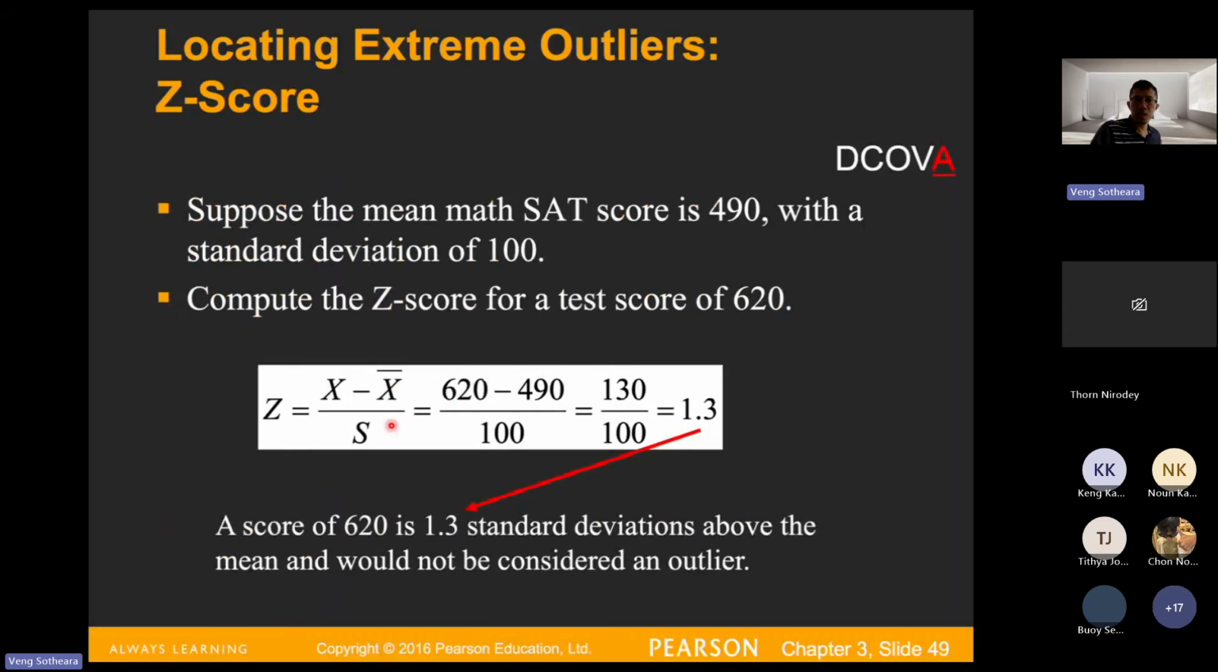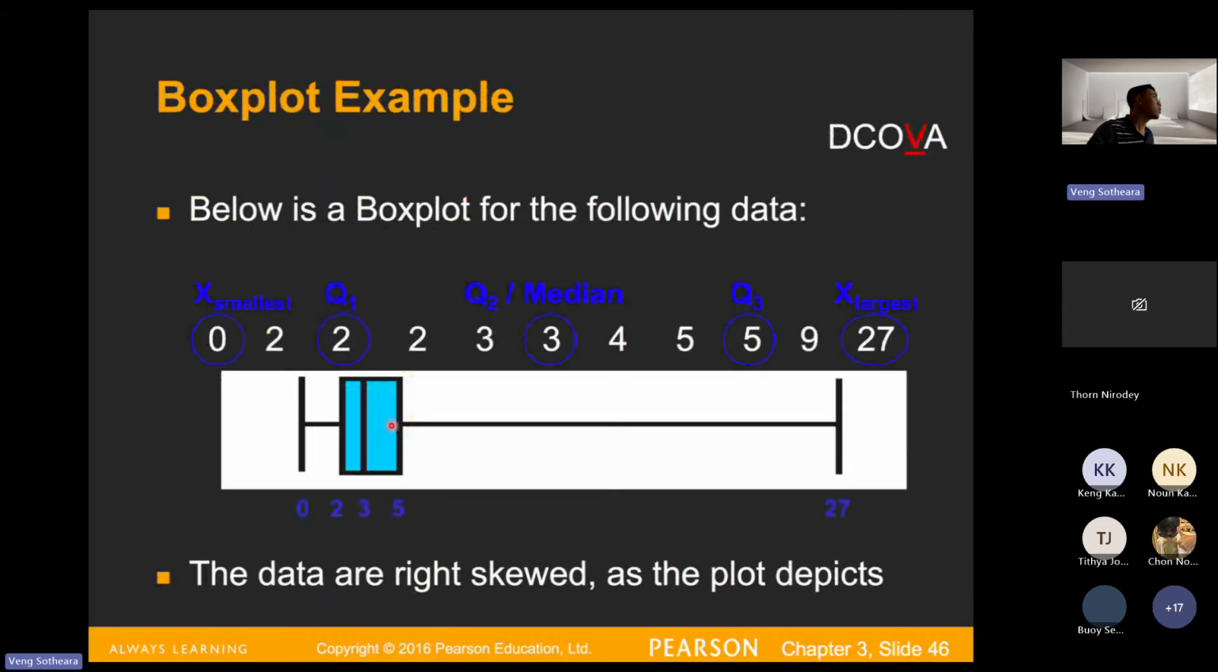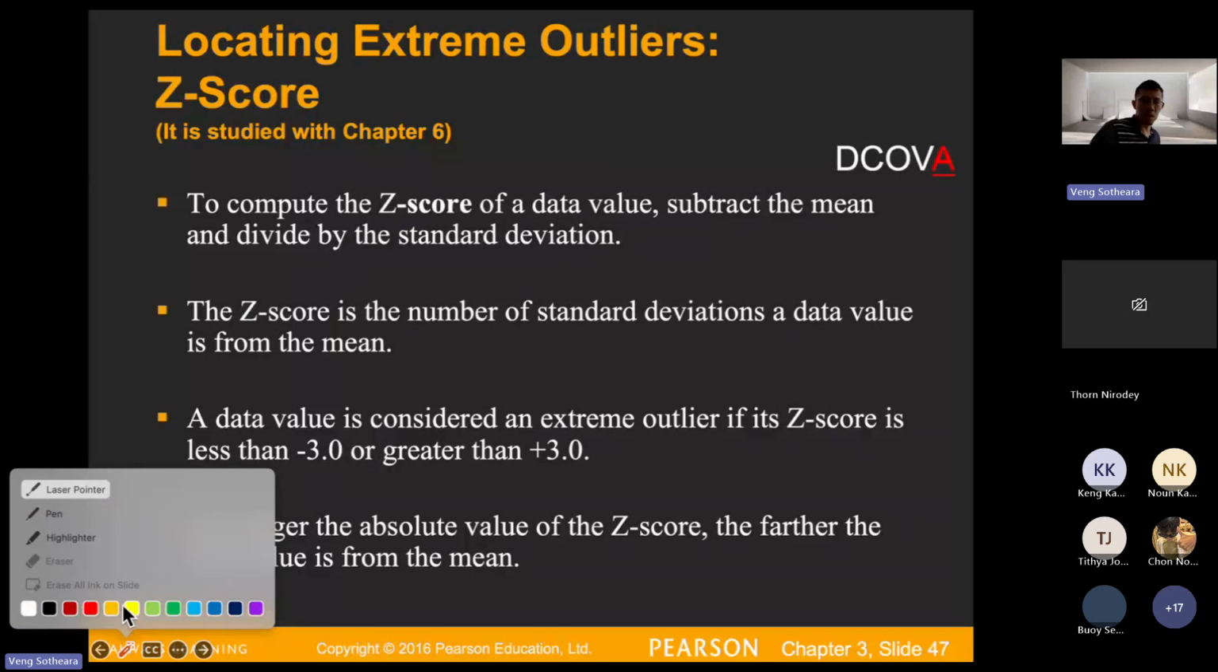So last point for today. Sometimes we are curious if the data set contains strange values that we name outliers. So sometimes we want to identify if a data set contains an outlier or not. One way to identify an outlier is to compute the z-score.